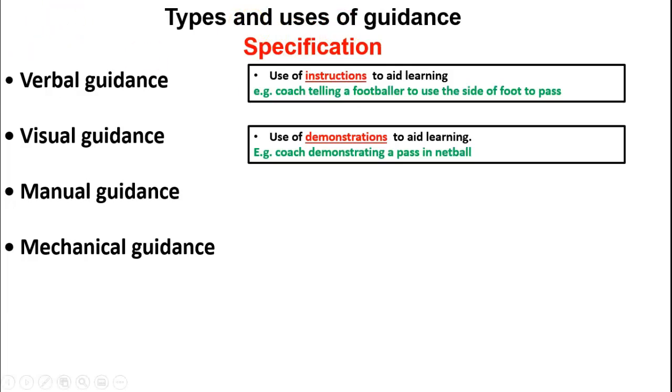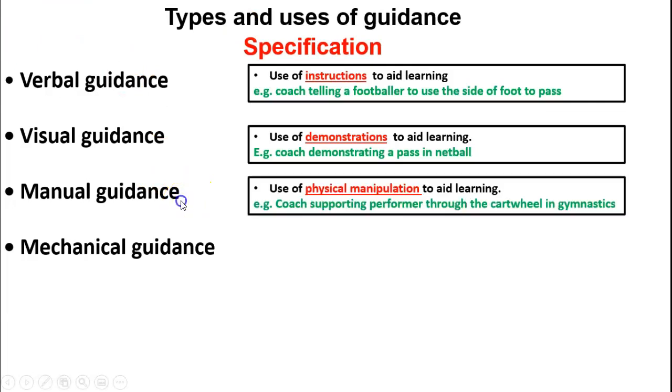Manual guidance is the next one. Manual guidance refers to the use of physical manipulation to aid learning. What does that mean? If a gymnast is trying to go through a cartwheel, physical manipulation means that the coach uses their hands to help them through the cartwheel movement, or uses their hands to help them move through the body position of a putt in golf.